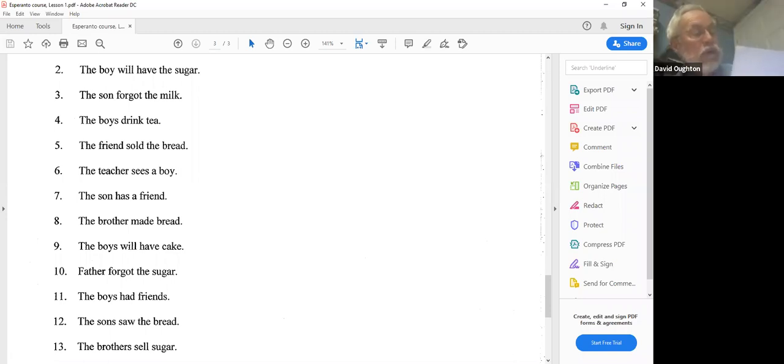Okay. Number nine, the boys will have cake. So we have a plural subject and we need la for the. So on the end of have, we need OS for future. And cake, we do not need la. So what would number nine be in Esperanto, Donna? La knaboj havos kukon. Bona. Everybody understand number nine? After knab, after O of knabo, you put what letter? A J. Because it's boys. Because it's plural. La knaboj havos kukon.